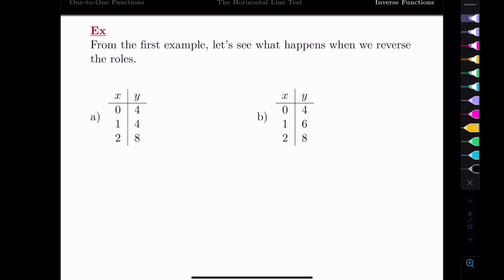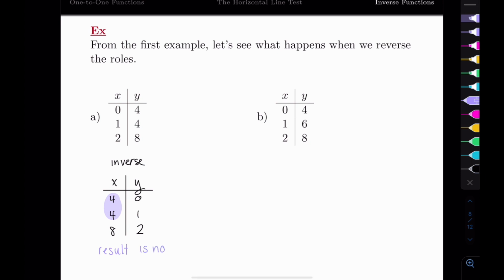So from our very first example, we know this function is not one-to-one because these y values repeat here. If I were to try to graph the inverse, here's our x and y's. These roles would flip-flop. So I'd have 4, 4, 8 as my input and 0, 1, and 2. And now I run into a problem because my input repeats. So the result is something that is not a function. Okay. And that's a problem. I don't want that to happen.